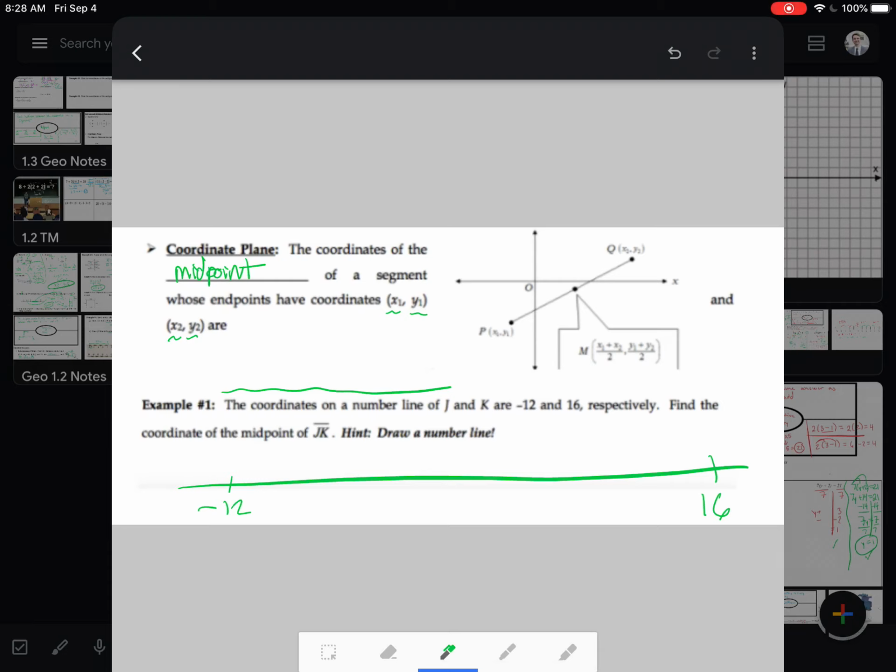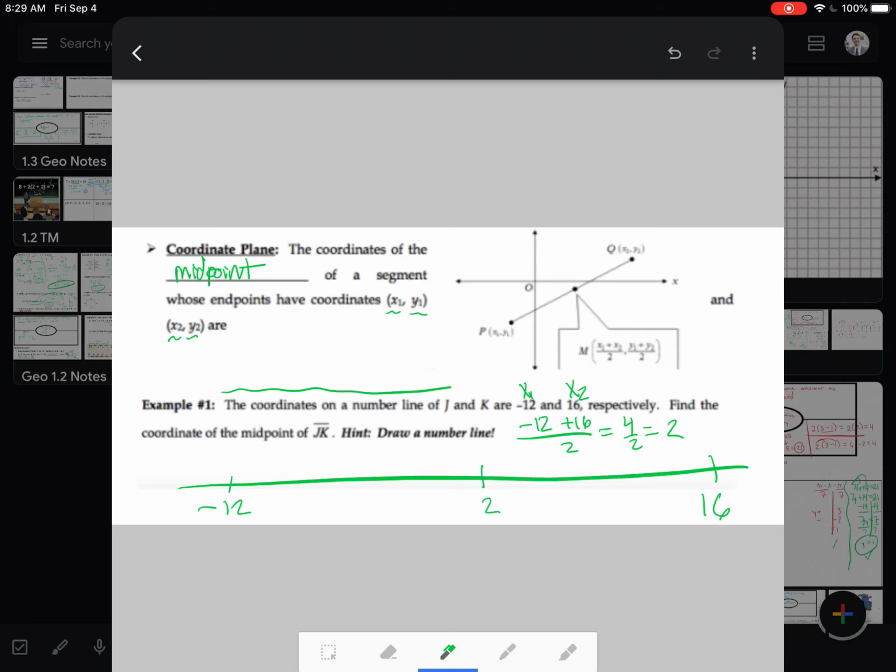So if you were to guess, I'd be like, oh, okay, somewhere in the middle. I don't know, maybe like 0-ish. But if we want to calculate this exactly, we have to see -12 as our x1, 16 as our x2, divide all that by 2, and we'll get 4/2 equals 2. So I know that 2 is directly in the center, and I'm going to check and see if I believe it.